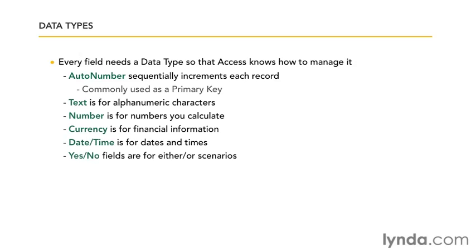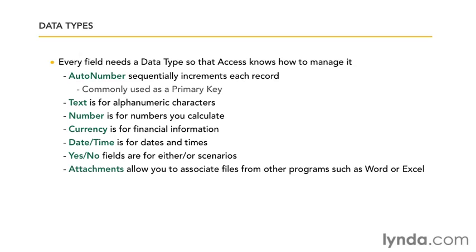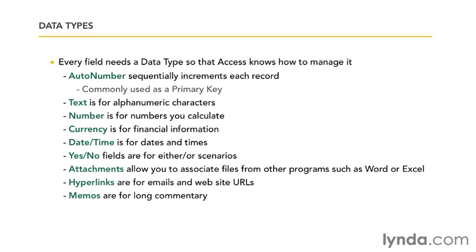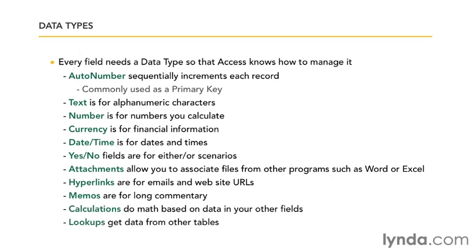Yes and no fields are for either or scenarios, and they can be defined as on and off, yes and no, true and false. Attachments associate files from other programs such as Word or Excel and include them along with your record. Hyperlinks are used for emails and website URLs. Memos are for when you have long fields, long commentary. It allows you to take notes. Calculations do math based on data in your other fields. Lookups gather their data from other tables. By using the appropriate data types, you'll build your database in accordance with industry standards.